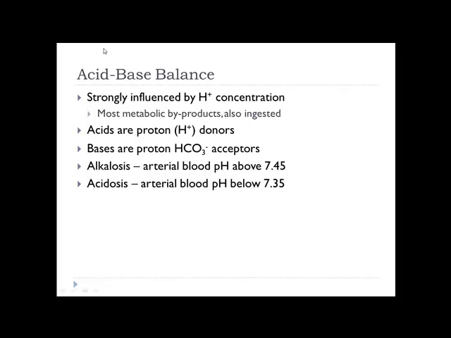Okay, so with our acid-base balance, the big influencer is going to be your hydrogen ion concentration. The more hydrogen ion concentration you get, the more acidic you get, so you go to a lower number. You go from 7 closer to 1. The less of these you get, the more basic you get, so your number increases. Alkalosis would be if your blood pH is above 7.45. Acidosis is if your blood pH is below 7.35.